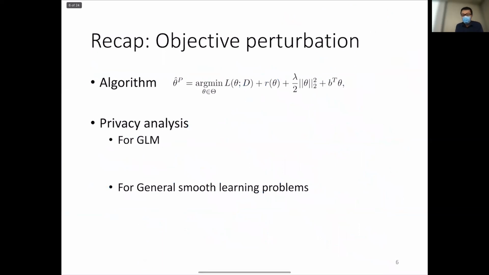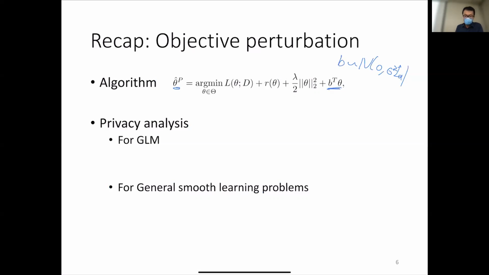Okay, and the second algorithm that we talked about was the objective perturbation. Objective perturbation, instead of adding noise to the output, perturbs the objective function by a random linear loss. And this B is drawn from an IID Gaussian distribution with noise parameter sigma squared. So you can think about this as adding a synthetic data point B and associated linear loss to this objective function, and the noise that we injected into the objective function induces a distribution of the noise in the output.